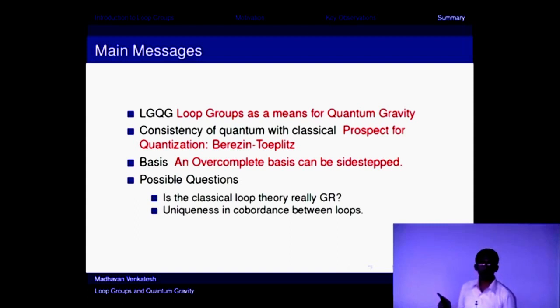Some ambiguities that can arise in this theory relate to the integration measure. We'll have to look into those details a little more. But is the classical loop theory really general relativity? And when I was talking about the cobordism between the momenta, what I call the momenta and the velocity, that's not unique, so that could be cobordant with other loops. So there's a problem that lies there.